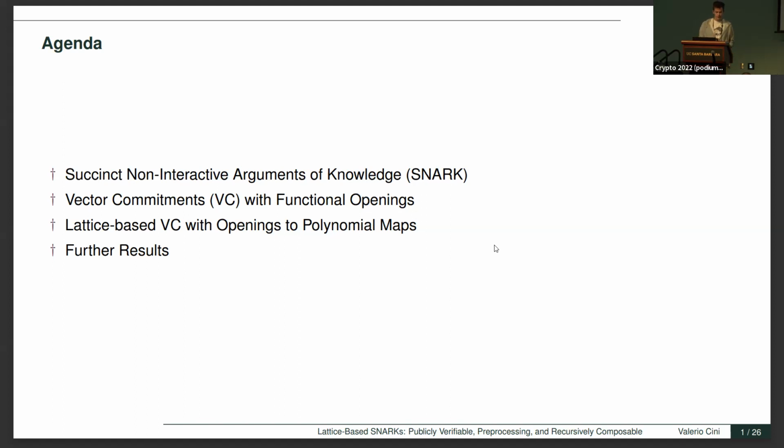And then in the main part of the talk, I will describe how we obtain a lattice-based vector commitment, which supports opening to polynomial maps by translating a pairing-based construction to the lattice setting. And this way, we will also introduce a new set of assumptions. In the end, I will also mention some other results that we have in the paper. Okay, so let's start with the first part.